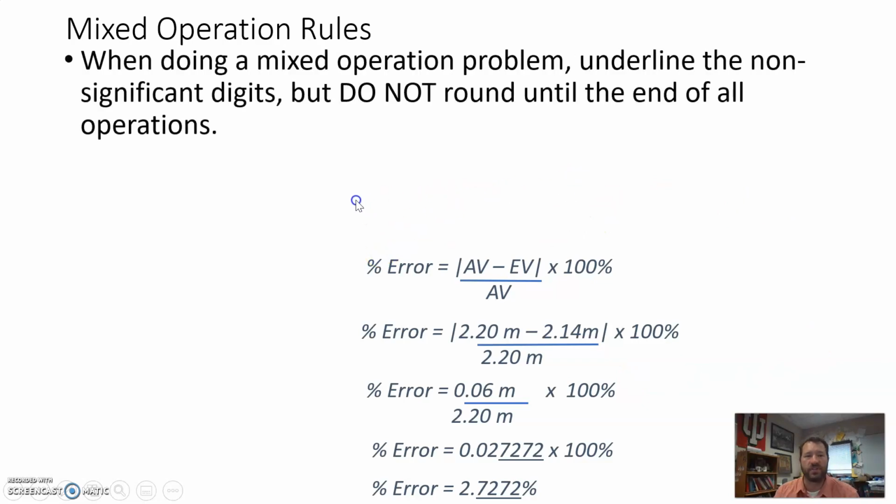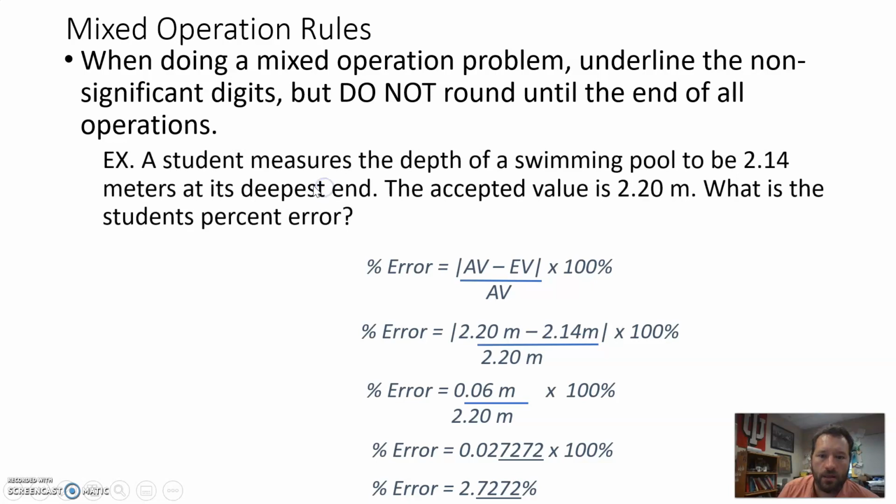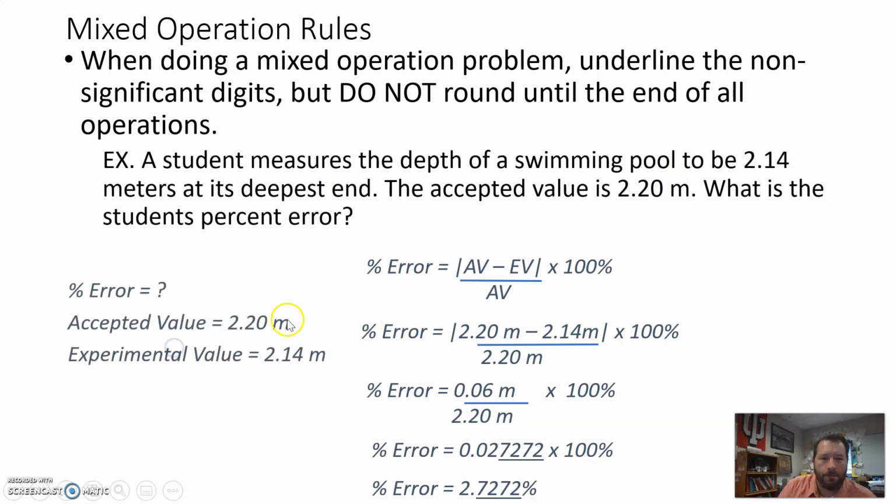We talked about this yesterday when we did our percent error. Here I've got my values listed. I'm reading the question. I'm listing my values. The accepted value is 2.20 meters. The experimental value is 2.14 meters.